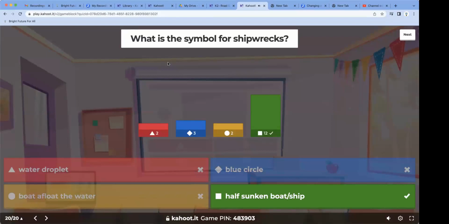Yep, it's a half sunken boat or ship. If you're wondering, it's on the second page, top right. It's called exposed wreck, and there's a half sunken boat. Okay, that's it.